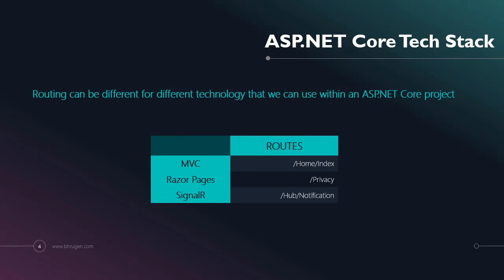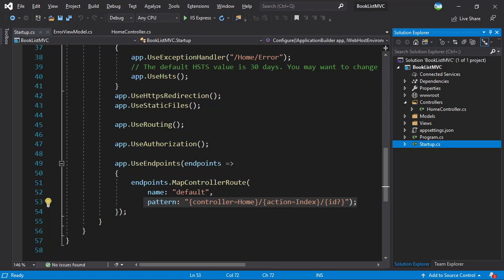Now ASP.NET Core is not just MVC. It supports different technologies which use routes, like Razor Pages, SignalR, and MVC. And the routing is different for each one of them. All of these use middlewares that register the endpoints. So if we see here right now, we only have the MVC endpoint that is registered because that is what we'll be using in this application.